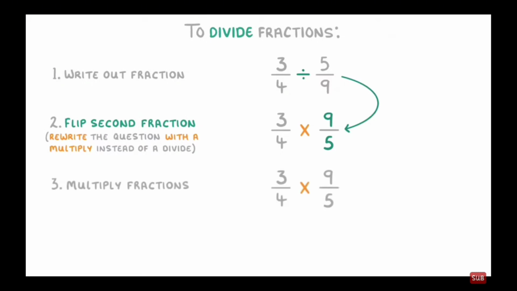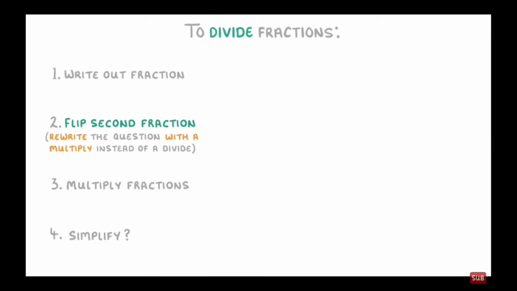Then we can just multiply the fractions together as usual. So here we'd do 3 times 9 to give us 27, and 4 times 5 to give us 20. So we have 27 over 20. And as a last step, we need to check if it can be simplified, which it can't. So the answer stays as 27 over 20.